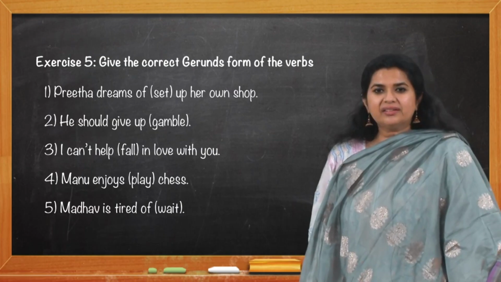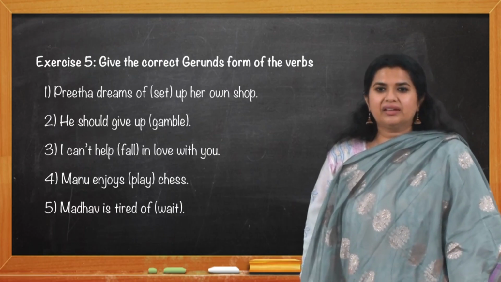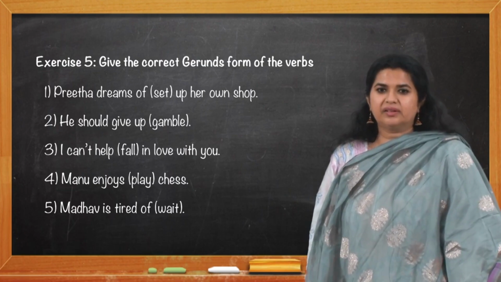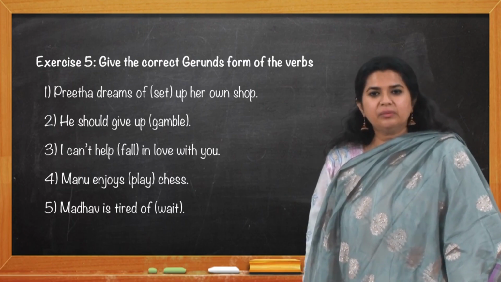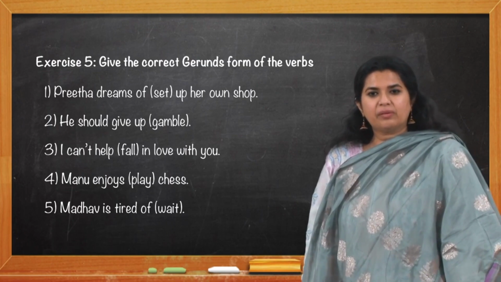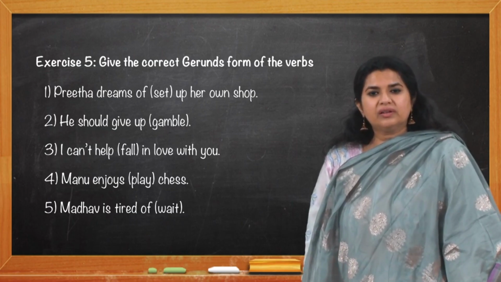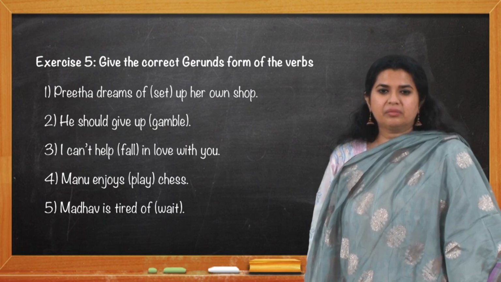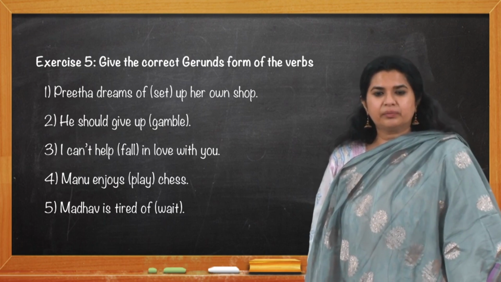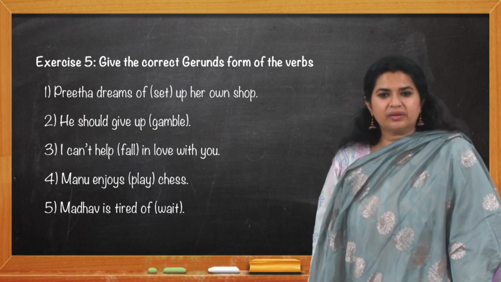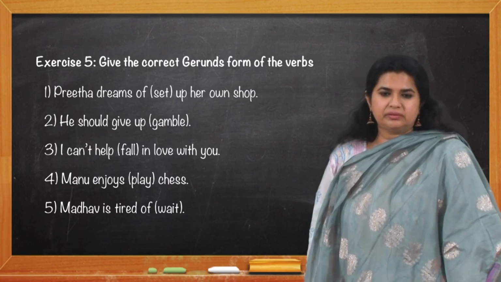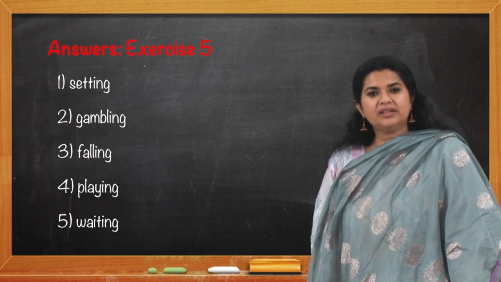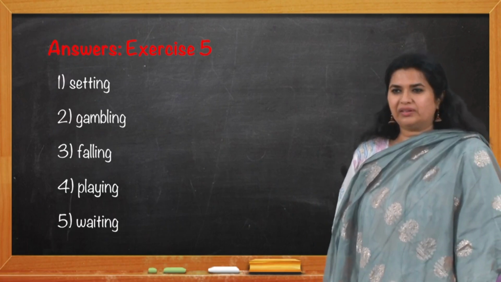Look at the next exercise here, exercise 5, and give the correct gerund form of the verbs given in the bracket. Preeta dreams of set up her own shop. He should give up gamble. I can't help fall in love with you. Manu enjoys play chess. Madhav is tired of wait. And the answers are given here: setting, gambling, falling, playing, waiting.